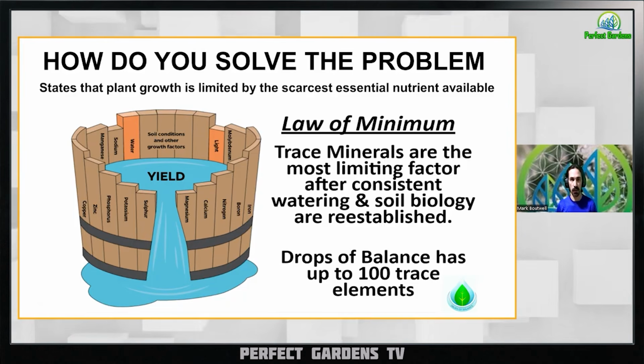The next thing is the law of minimum, right? How do you solve the problem? The law of minimum states that plant growth is limited by the scarcest essential nutrient available. As we go through this presentation, I'm going to explain how I solved the problem with one specific procedure. There are small variations, but it really doesn't matter whether you're dealing with excess phosphorus and potassium, or drybacks, or any situation; the same procedure pretty much always follows. The trace minerals are the most limiting factor after consistent watering and soil biology are reestablished. Drops Balance has 100 trace minerals. These two things are pretty important in actually solving the problem.